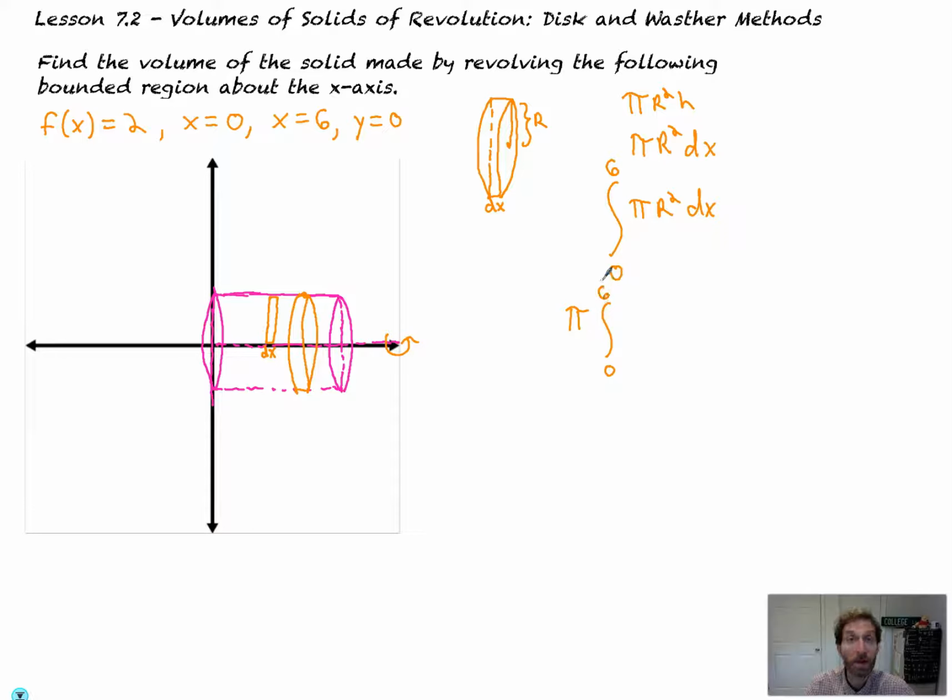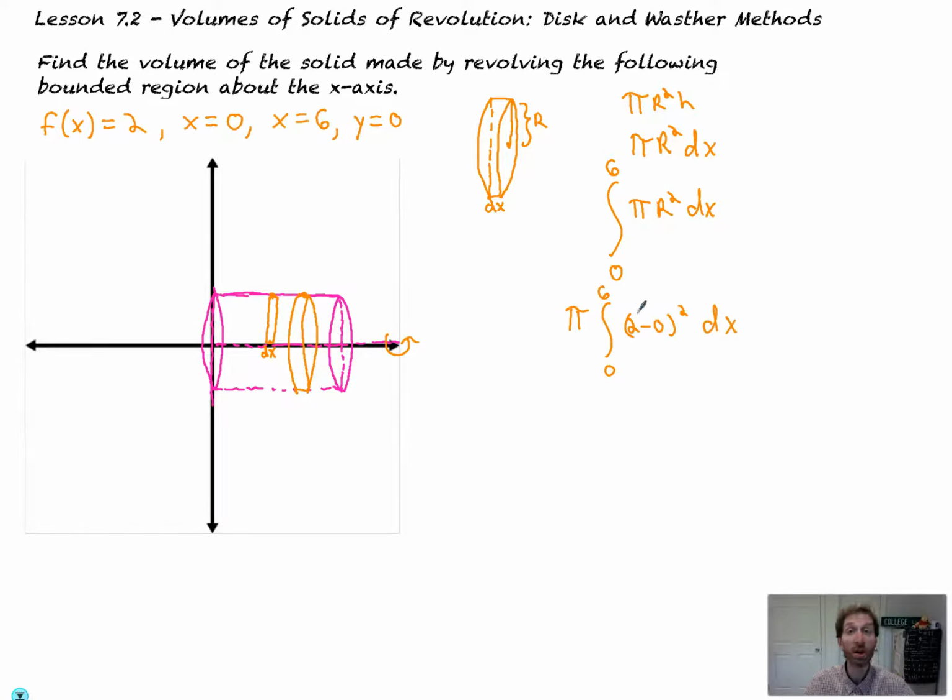We'll integrate it from the left bound to the right bound. R in this case is the distance from here to here, the distance from the outer edge to the center. That's a radius, right? It's the distance from the outer edge of a circle to the center. And so that's going to be this minus that, which is 2 minus 0. So that'll be 2 minus 0 squared. I'm going to write it as 2 minus 0 dx.